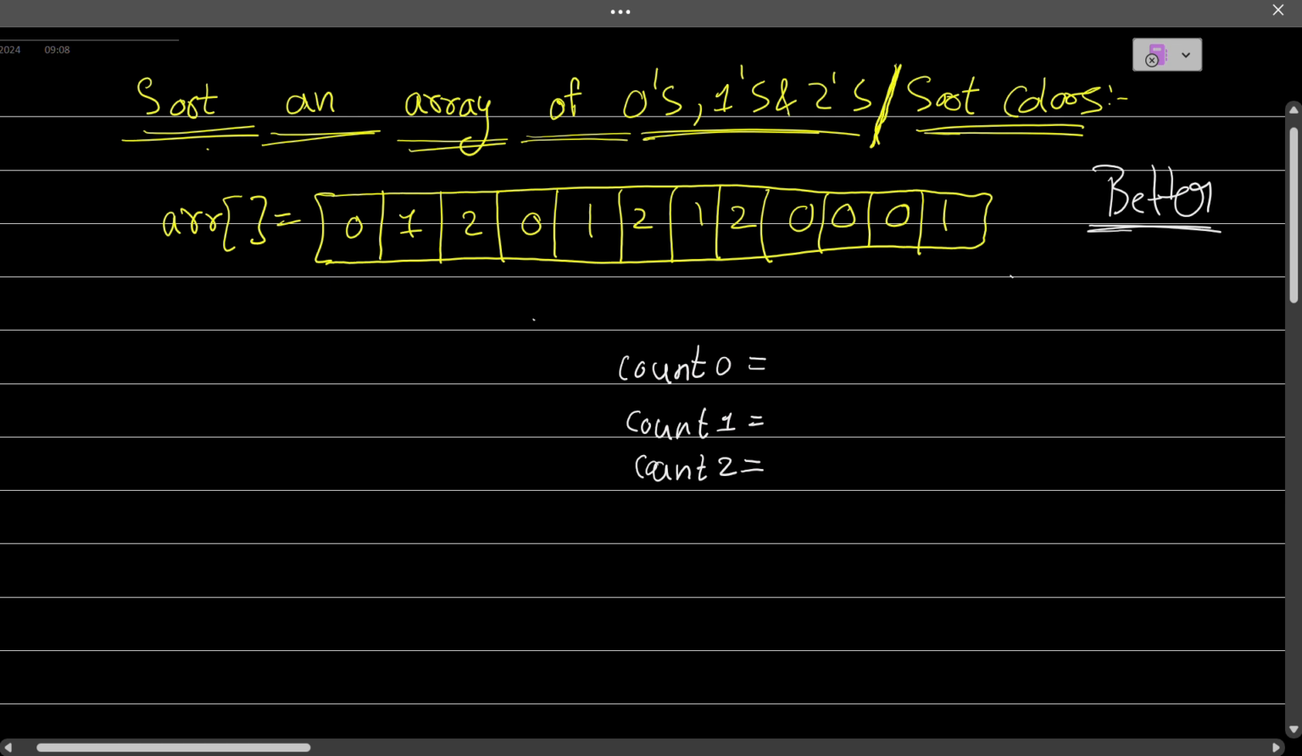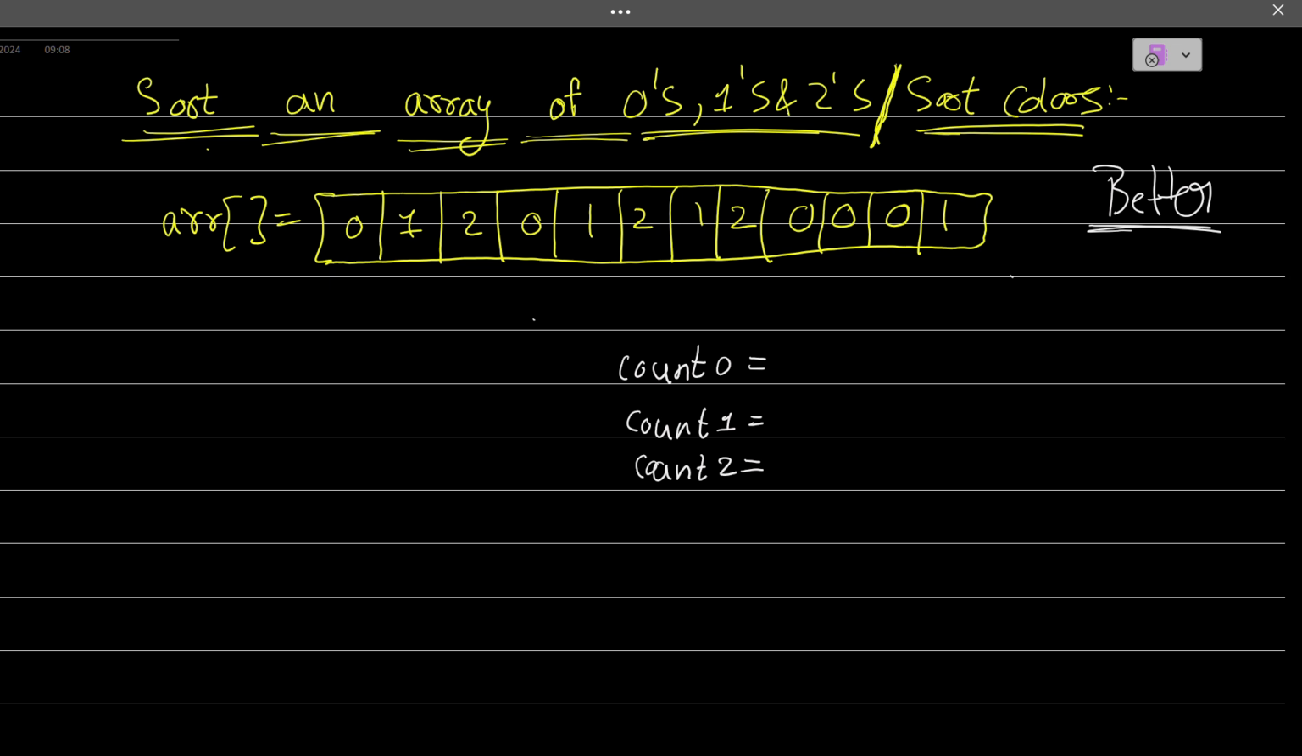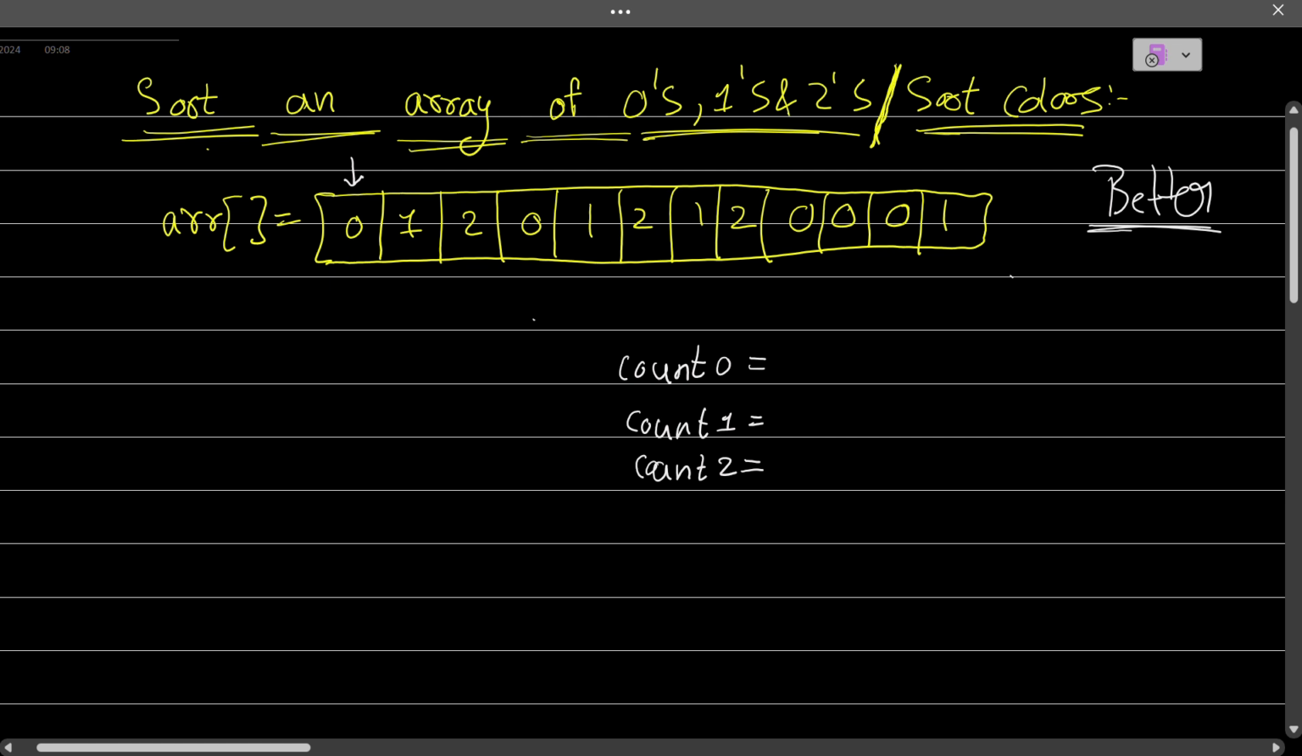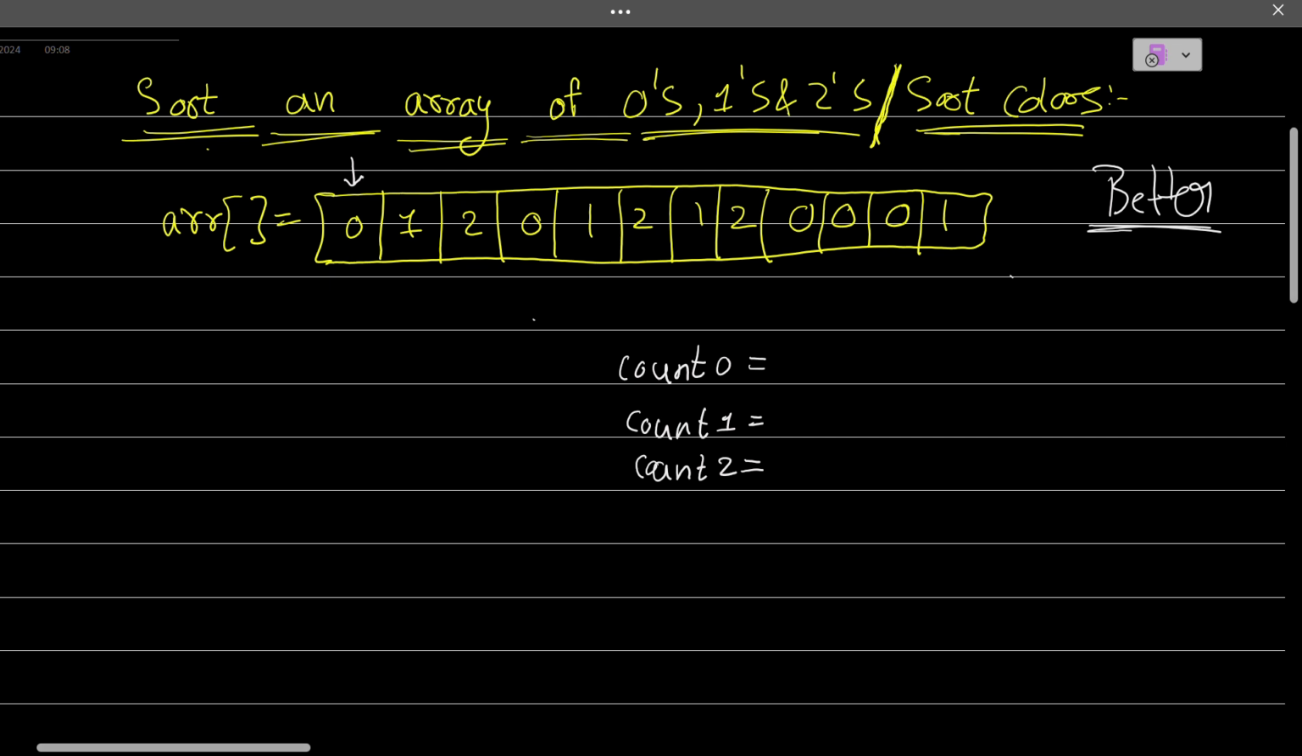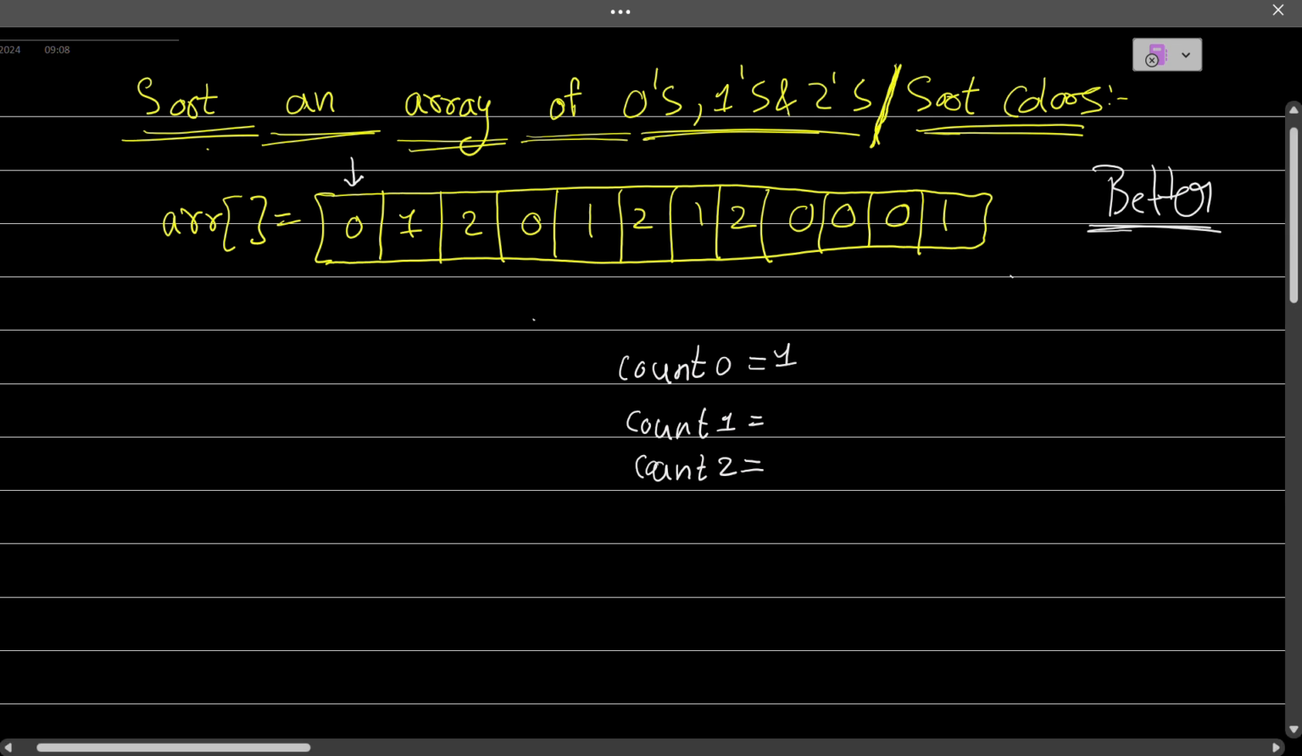When I am at the first element, which is 0, I'll increase the 0 counter by 1. Then I move. When I am at 1, I'll increase counter 1 by 1, and I move. When I go to 2, I'll increase counter 2 by 1. Then I move.